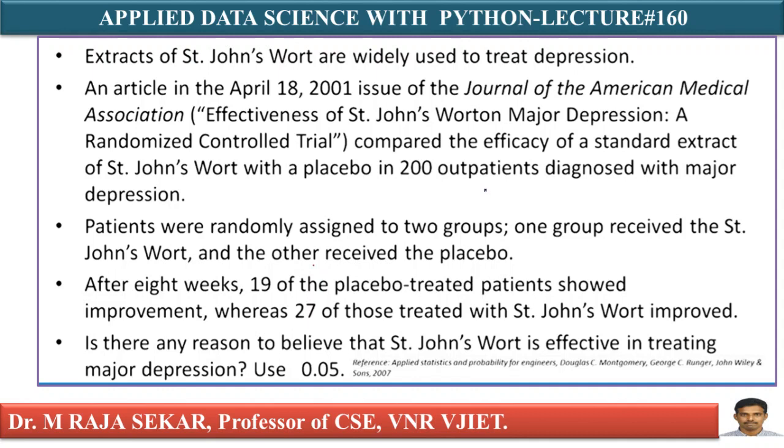How many patients? There are 200. This is an important point. 200 outpatients are there, isn't it? Outpatients diagnosed with major depression. Patients were randomly assigned to two groups. This means they are divided randomly into two groups. I must assume one group consists of 100 outpatients and another group consists of 100 outpatients. One group received St. John's wort.